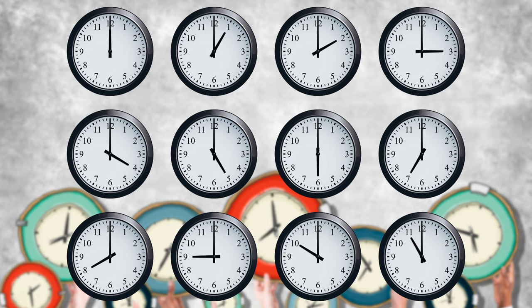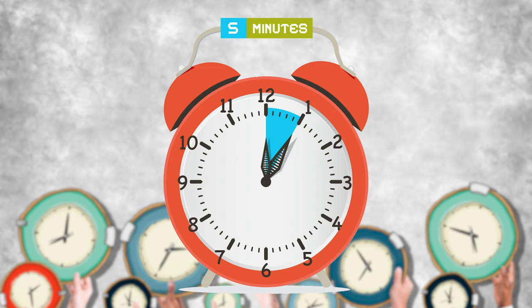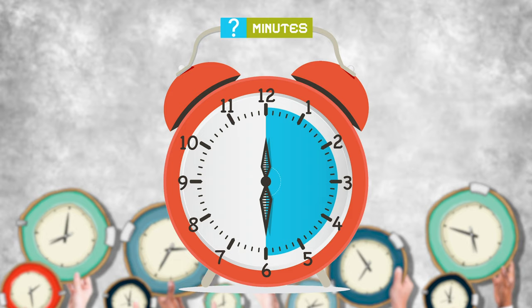So how does the big hand help us to know what time it is? Well, when it is pointed at the 1, we know that it's 5 minutes. When it's pointed at the 2, we know it's 10 minutes. When it's pointed at the 3, it's 15 minutes. So, how many minutes is it when it's pointed at the 6? Remember, count by fives starting at the 12. 5, 10, 15, 20, 25, 30. Good job! That's right! The 6 equals 30 minutes.